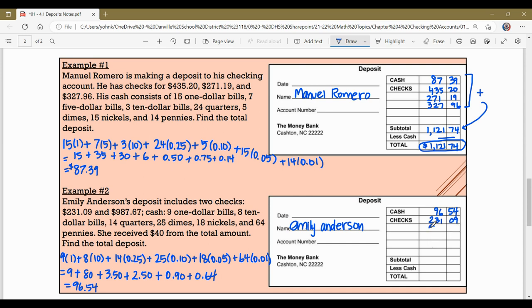and 987.67. It does say that she received 40 from the total amount, so that's the less cash. So less cash means you're depositing all of this less this amount of cash. So we're going to add these up to get this subtotal. So if I add all those up, I get $1,315.30. If I keep $40, I get $1,275.30. That's my deposit.